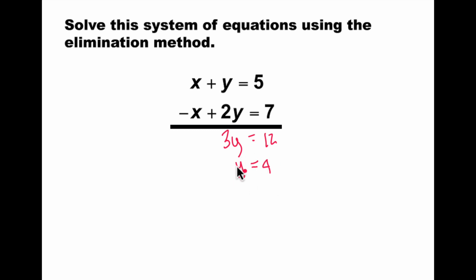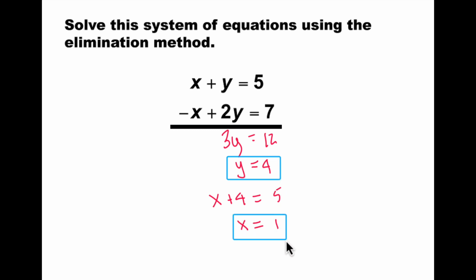We take this value for y and substitute it into one of the equations. So we get x plus 4 equals 5. So x is equal to 1. So the solution to this system is y equals 4 and x equals 1.